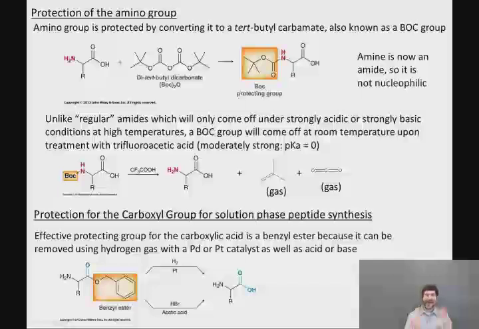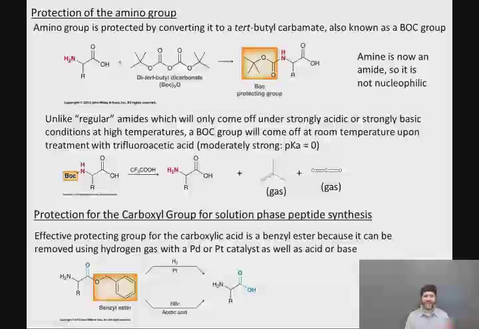And what that does is it takes one hydrogen atom from hydrogen gas and puts it onto the oxygen to make the carboxylic acid, and takes the other one and puts it onto the benzyl group to make toluene, which is a nice, stable, and innocuous byproduct. You can also remove this protecting group under more classical acidic or basic conditions.